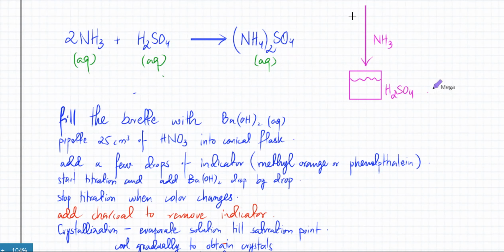So fill the burette with what? I've filled it with ammonia. So I'm just going to rub this off. And I've filled it with ammonia aqueous. ठीक है, नाम change करना है. अच्छा, pipette 25 cm³ nitric acid. In this case, we have H2SO4. So I'm going to rub that and replace it with H2SO4.